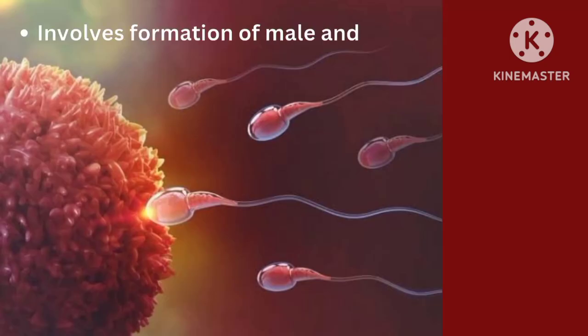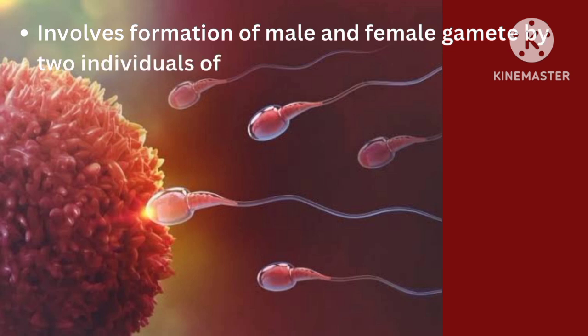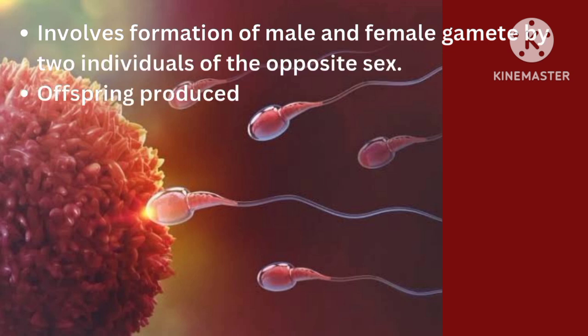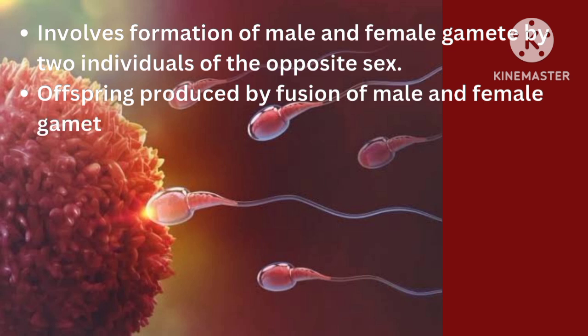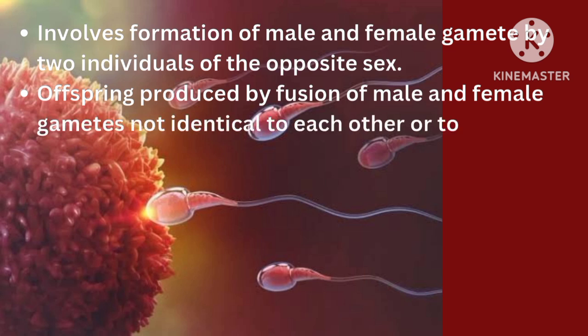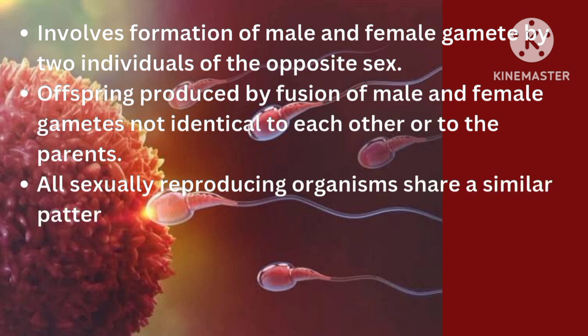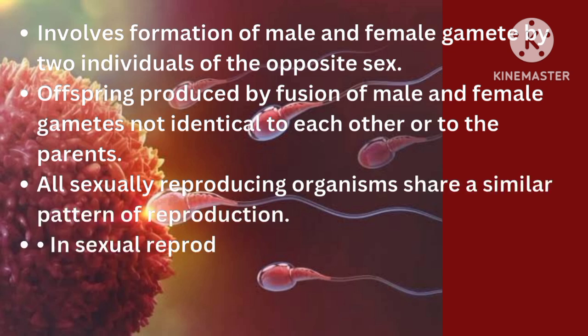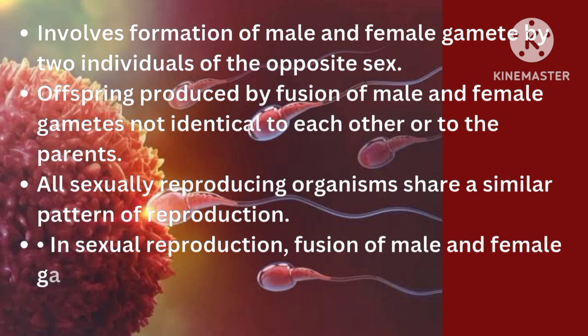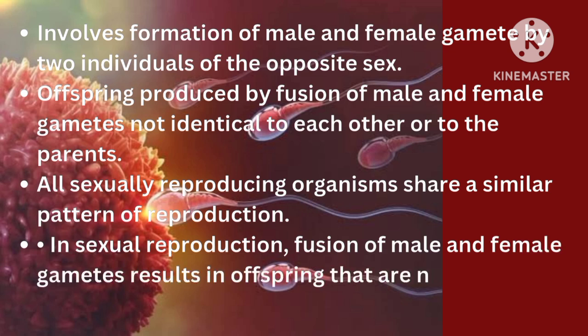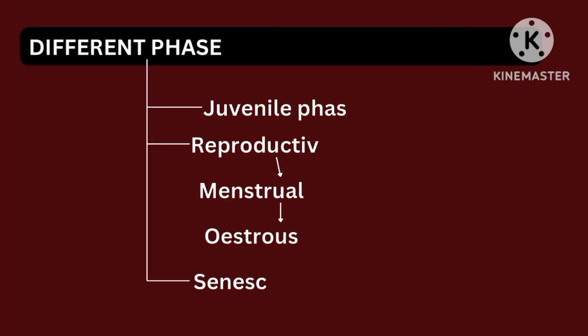Sexual reproduction involves formation of male and female gametes by two individuals of the opposite sex. Offspring produced by fusion of male and female gametes are not identical to each other or to the parents. All sexually reproducing organisms share a similar pattern of reproduction. In sexual reproduction, fusion of male and female gametes results in offspring that are not identical to parents.